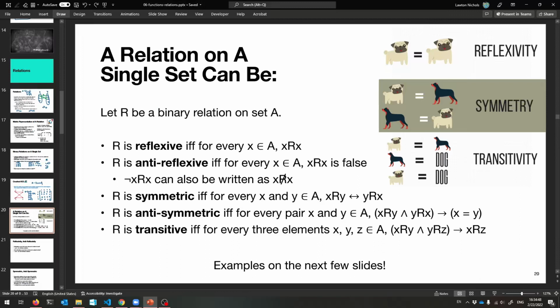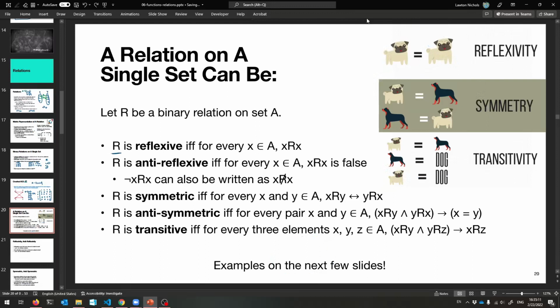So let's talk about all of them, because these are very important properties for relations to have. So a relation on a single set, let's pretend that it's called R and it's on set A, it can be any of these things, and these are nice things to have a lot of the time. So I promise to give more examples, but look at the dogs for right now.